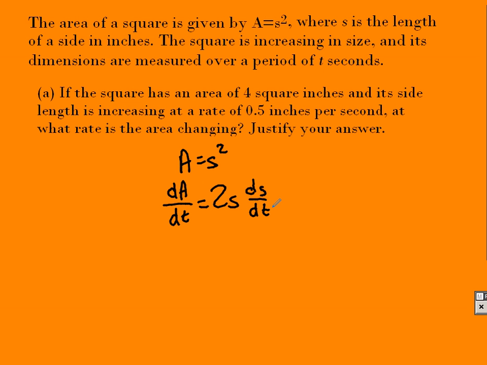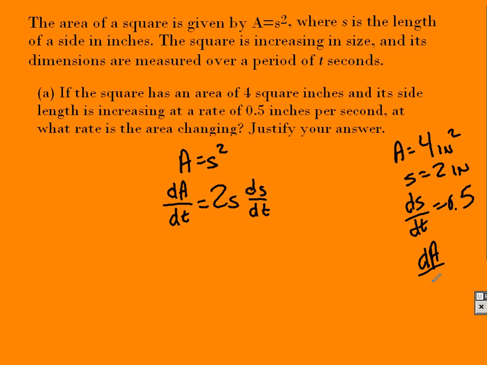Now we need to plug in what we know. The square has an area of 4 inches. So area equals 4 inches squared. That would mean that the side length would be the square root of that, so 2 inches. We also know that side length is increasing. Side length is ds/dt. ds/dt is 0.5. At what rate is the area changing? dA/dt, the area rate changing. That's what we don't know, that's what we need to find.